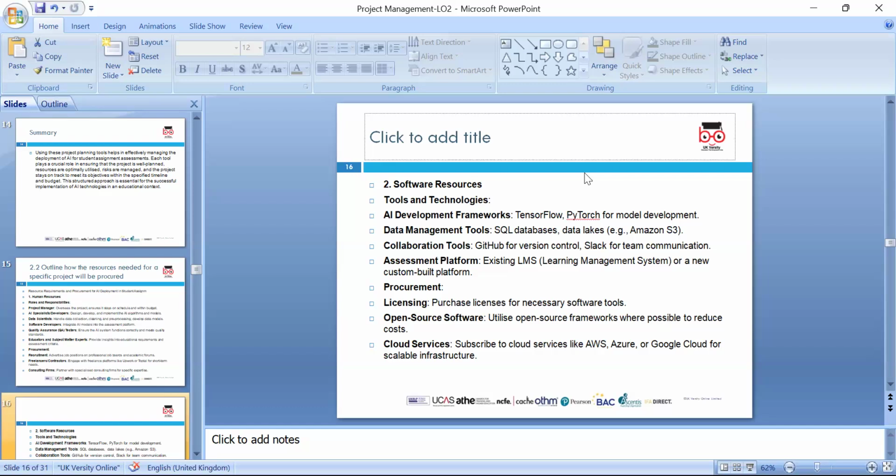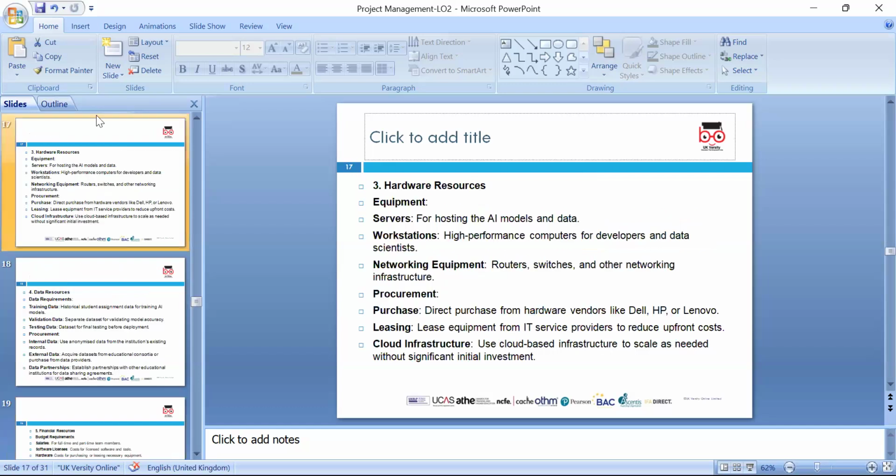and it's quite embedded in our work, so when we use this, we are embedding the AI function in our project, as a university. Then licensing: purchase licenses of the necessary software. Open source software: utilize open source frameworks where possible to reduce the cost. And cloud services, which we can use: different clouds, and we can look around Google Cloud and various others. So we can pick according to our requirement.